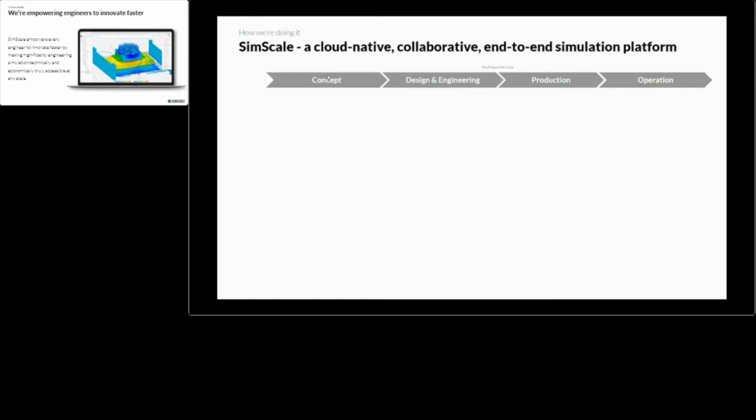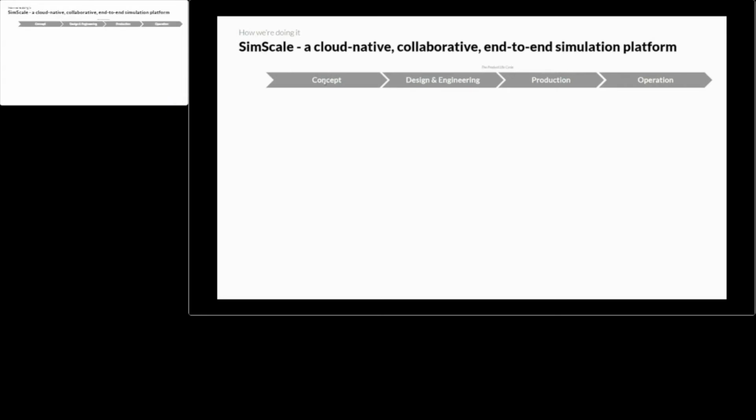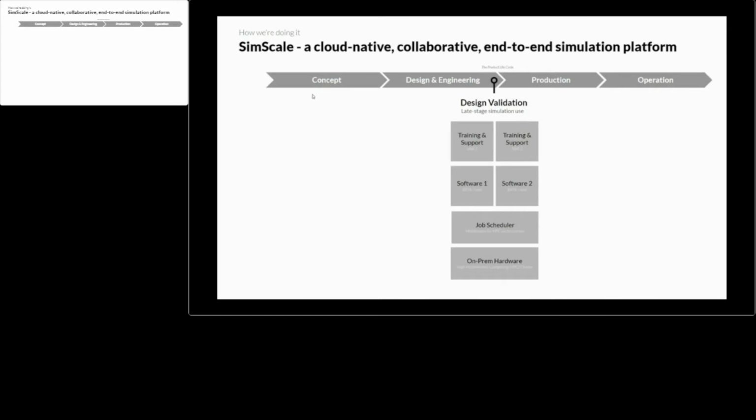At the top, you can see a sketch of the overall product lifecycle, from conceptual product ideas on the left all the way through to manufacturing and then putting a product into operations, and how the traditional way of using simulation looked. A bit simplistically, it somehow looked like this.